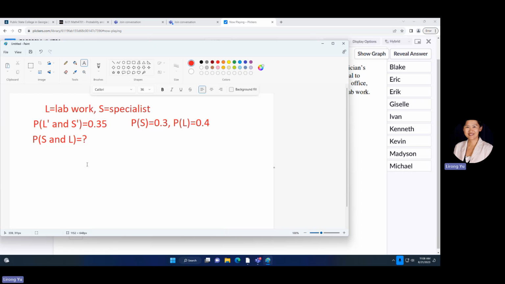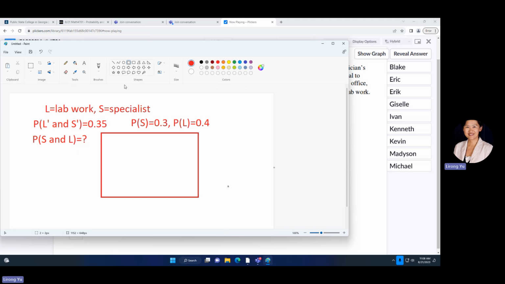Okay. You can try to roughly estimate what's going on. You can graph a Venn diagram. There's only two things in here. One is needing a specialist. The other one is needing lab work, let's use a different color. So this is letter L, and this is letter S. The part that does not need any of those is 35%. So on the outside, you write 0.35.